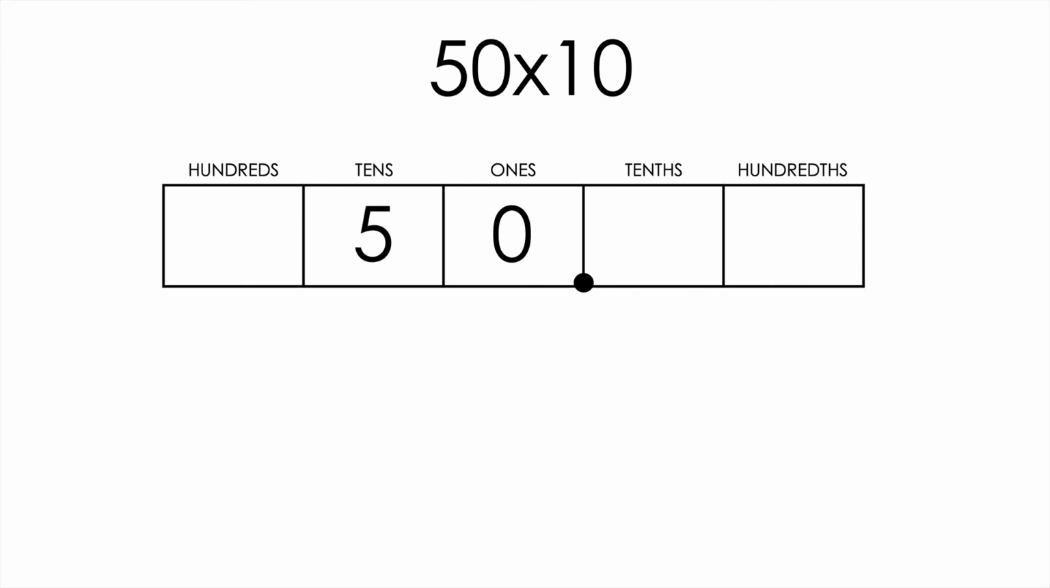Let's try with 50 times 10. We can shift the digits one place to the left, and then add a zero as a placeholder in that empty space. This gives us 500.